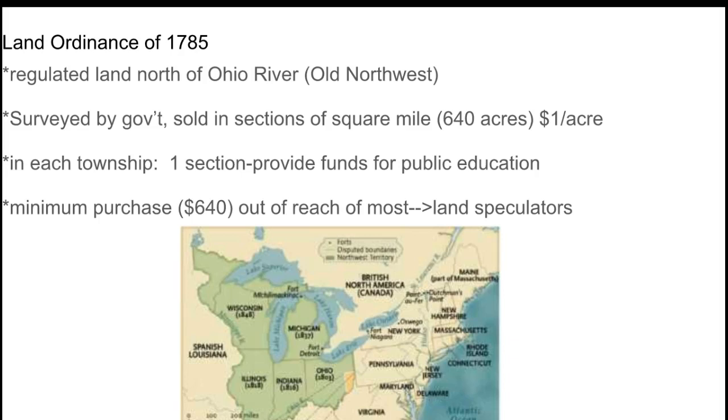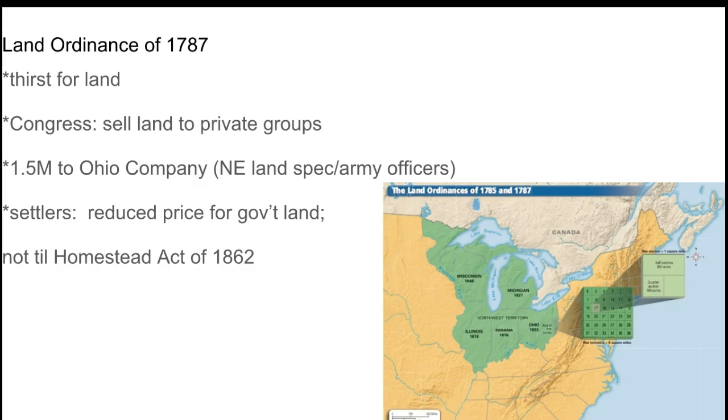In every township, one section had to be sold, and that money was spent on public education. So every township, you had a section that was set aside for public education, for schools, basically, and that was one of Thomas Jefferson's stipulations.